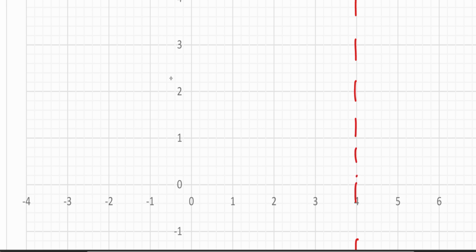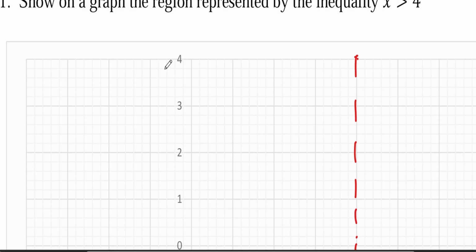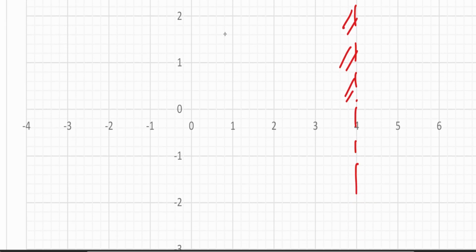Since it's greater than 4, you just look at the numbers which are greater than 4: 5, 6, 7, 8, 9, and so on. So we shade the region which we don't want, which is this. This is the region. Obviously it continues, but remember, it should be a dotted line.